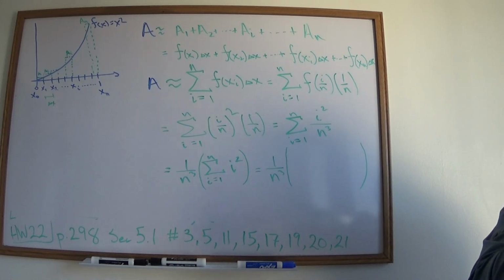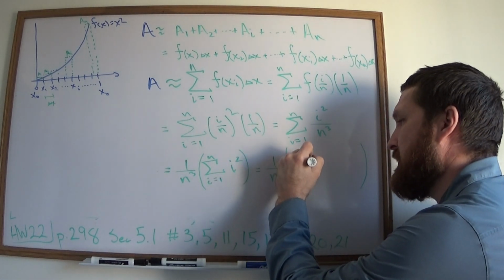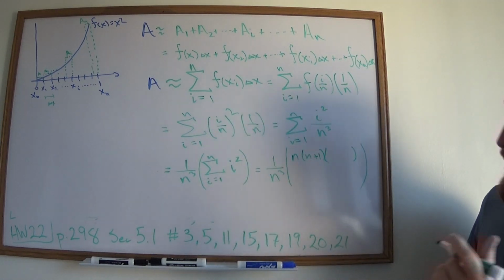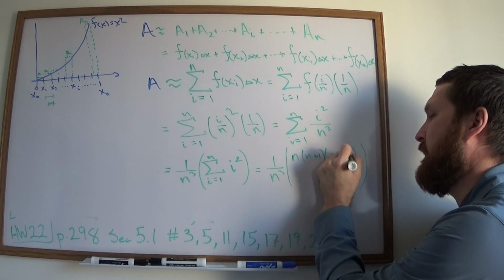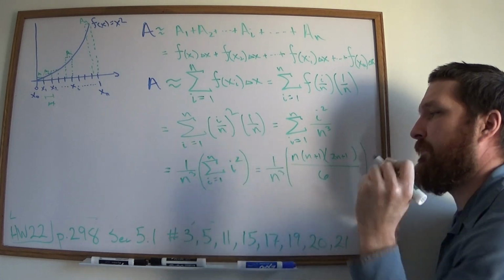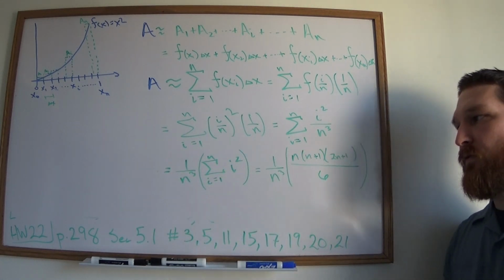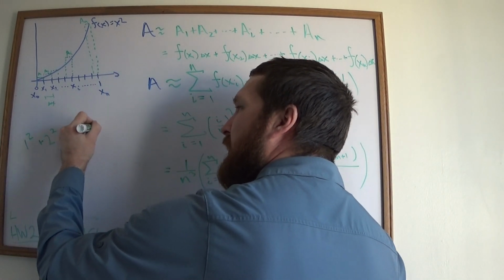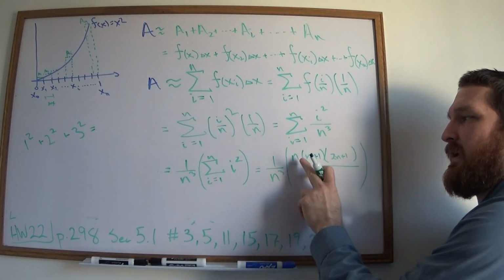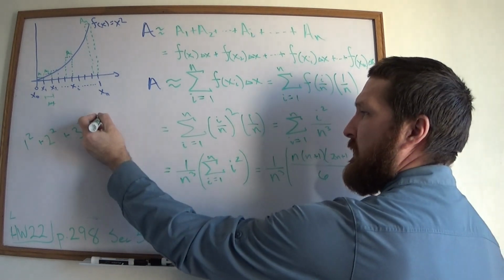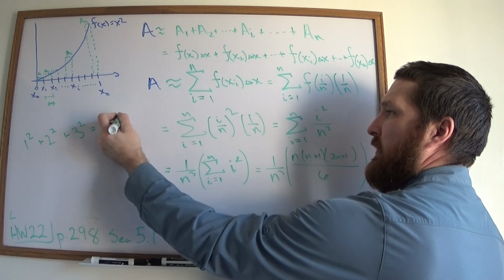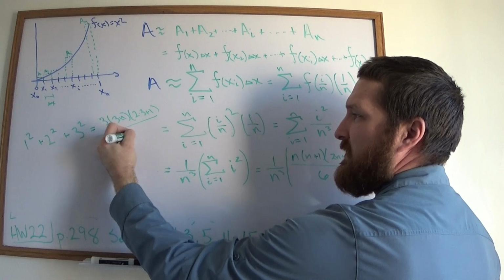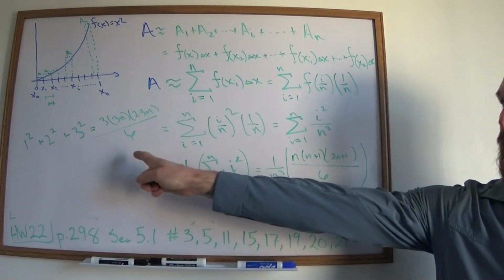n times n plus 1 times 2n plus 1 all over 6. So in other words, 1 squared plus 2 squared plus 3 squared should be the same thing as 3 times 3 plus 1 times 2 times 3 plus 1 all over 6, right? That's how that formula works.